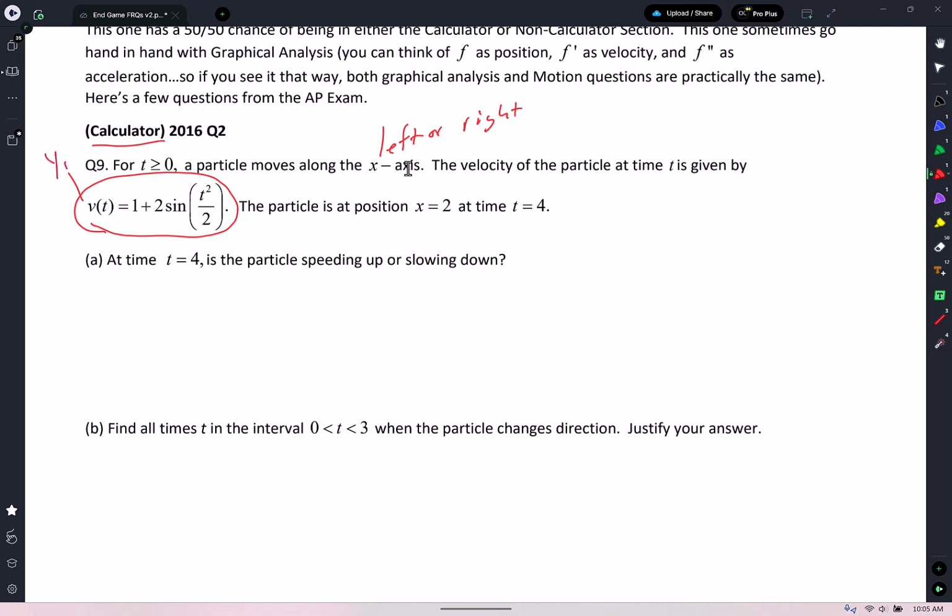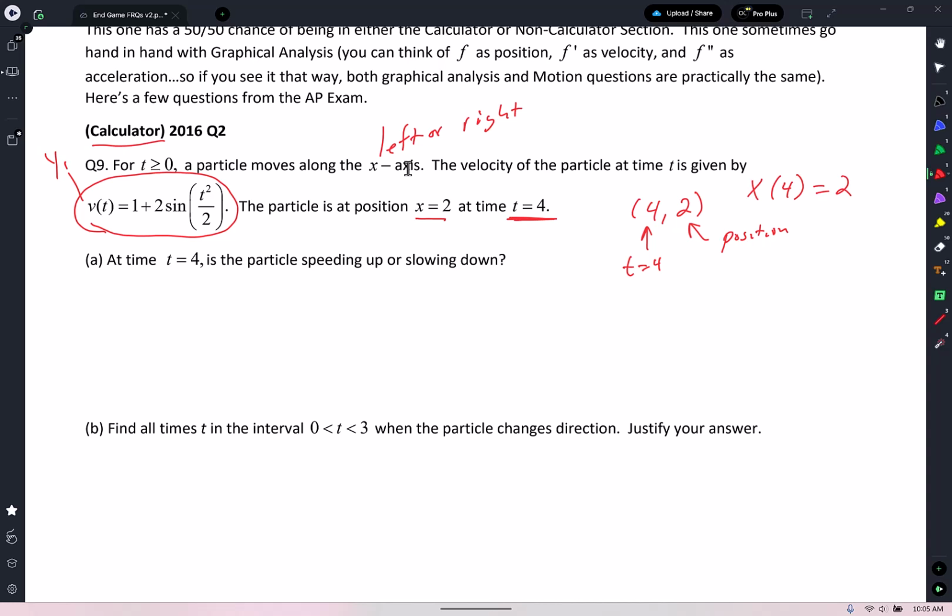The particle is at position 2 at time t equals 4. So that means at 4, comma, I'm at 2. This is your time value, t equals 4. This is your position value. You can write it like this as well: x of 4 equals 2. Okay, nothing crazy. We haven't done anything yet. At letter A, at time t equals 4, is the particle speeding up or slowing down?